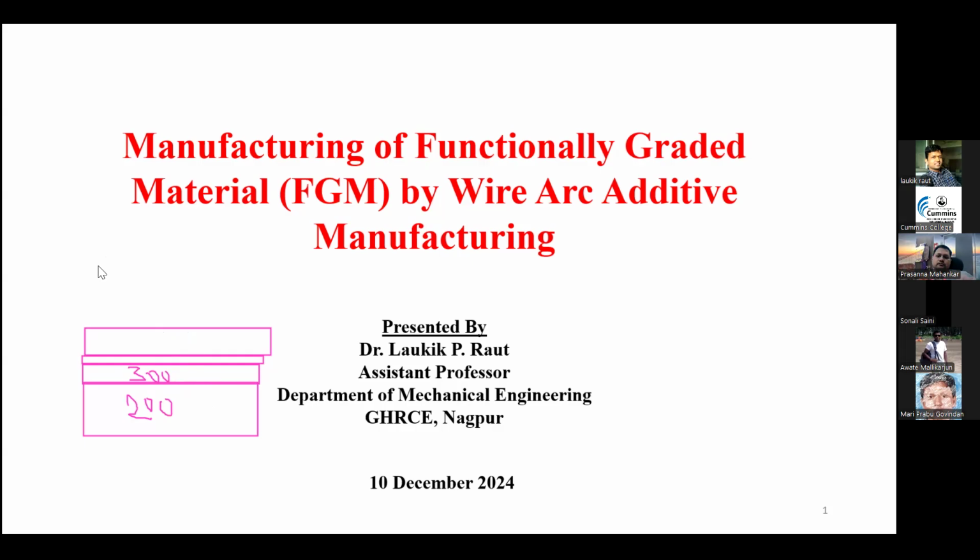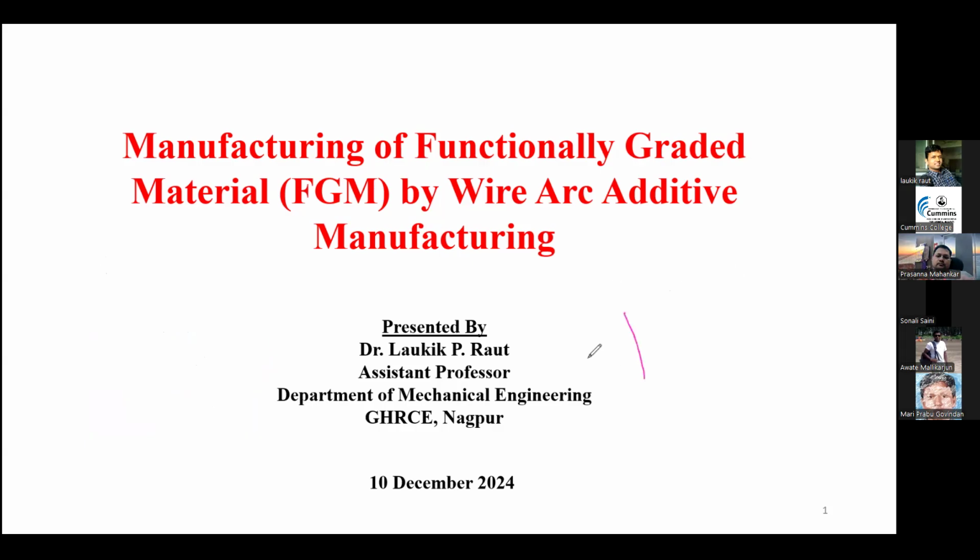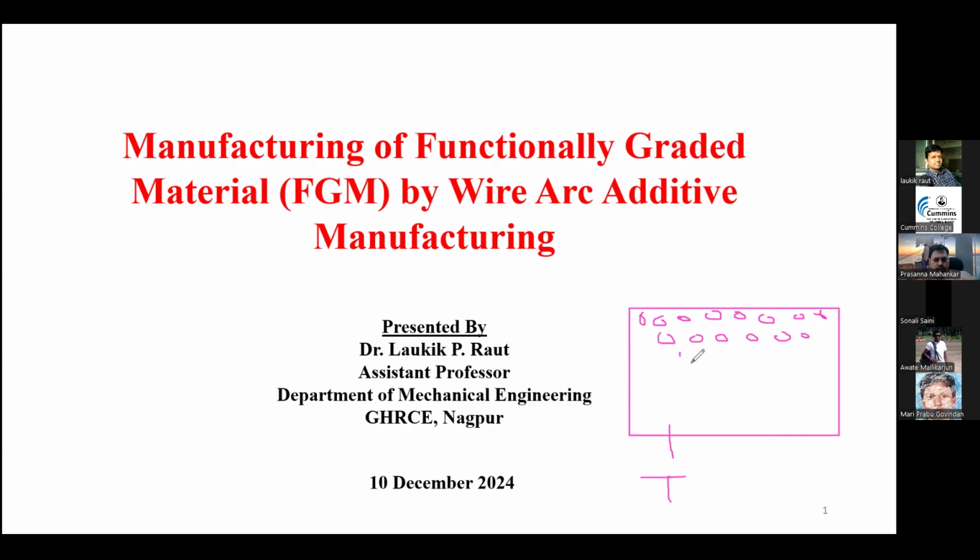One more example I would like to give. First of all, I will clear the concept of FGM, and then we will proceed. Suppose we have a material, and it is tough in nature. Now suppose we are reinforcing ceramic particles inside it. And while reinforcing the ceramic particles, we are changing their concentration. Here you can see we are reducing the concentration.